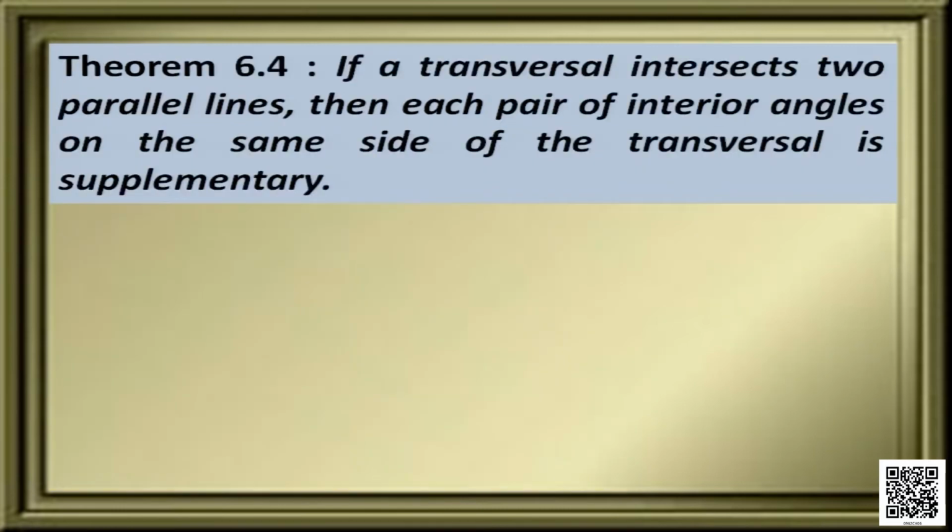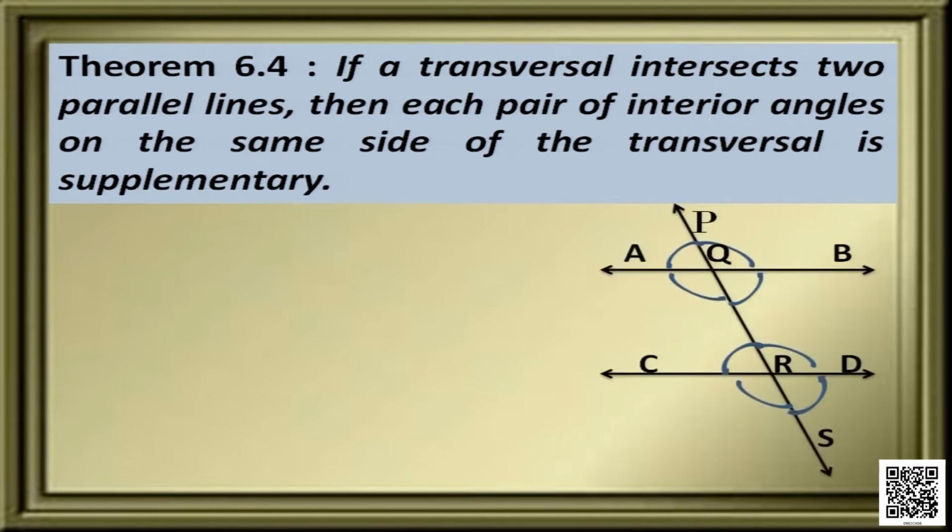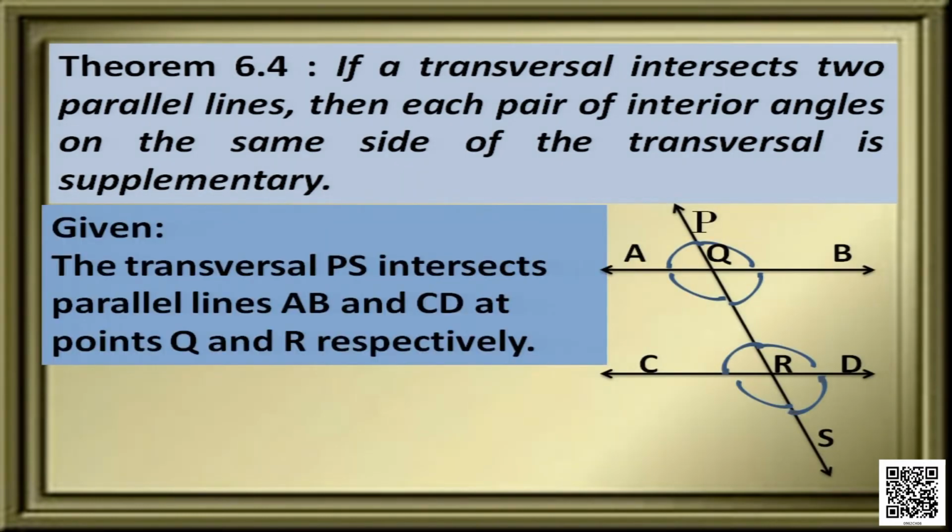In this theorem, this states that if a transversal intersects two parallel lines, then each pair of interior angles on the same side of the transversal is supplementary. Now, have a look at the figure. Here AB and CD are the two lines and PS is the transversal. So, the transversal PS intersects parallel lines AB and CD at Q and R respectively.